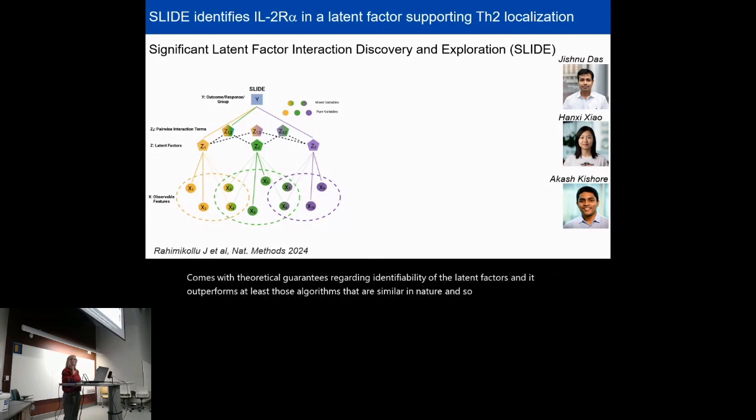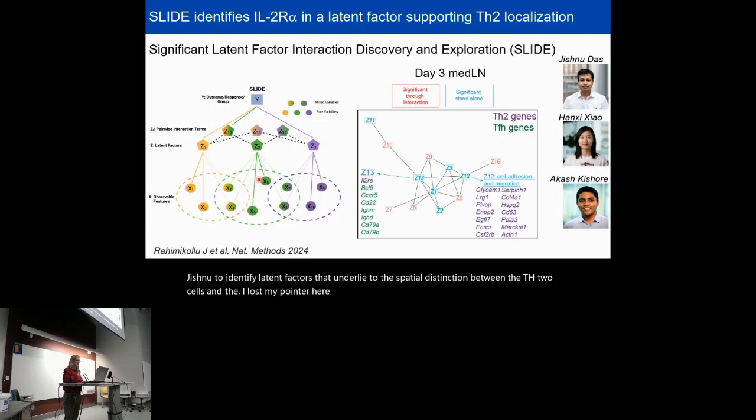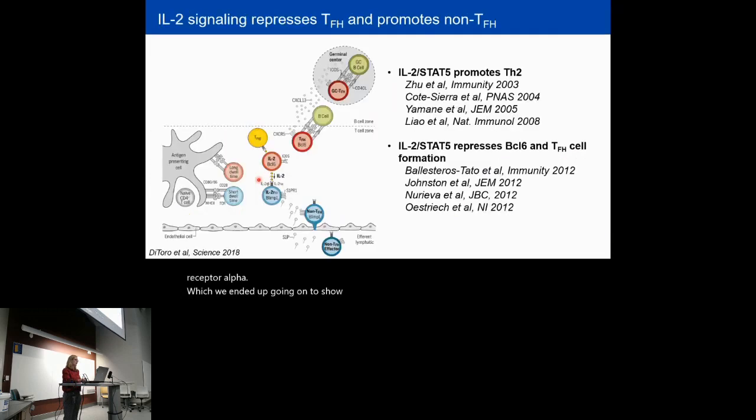And so using SLIDE, we asked Jishnu to identify latent factors that underlied the spatial distinction between the Th2 cells and the TFH cells, that underlied these two spatial localizations in the lymph node. And we were really excited to find this one factor, IL-2 receptor alpha, which we ended up going on to show was actually really critical for driving these spatial micro niches. So IL-2 receptor alpha and the IL-2 signaling pathway had previously been shown by other groups to be important for this TFH and Th2 distinction.